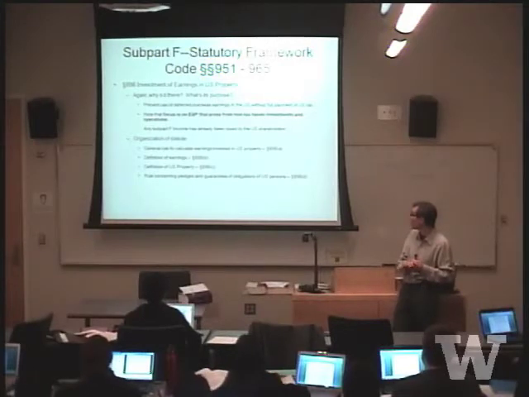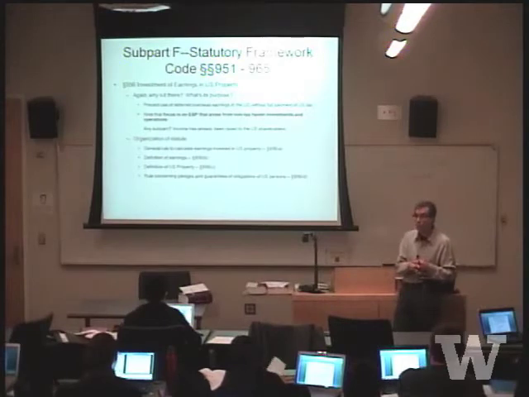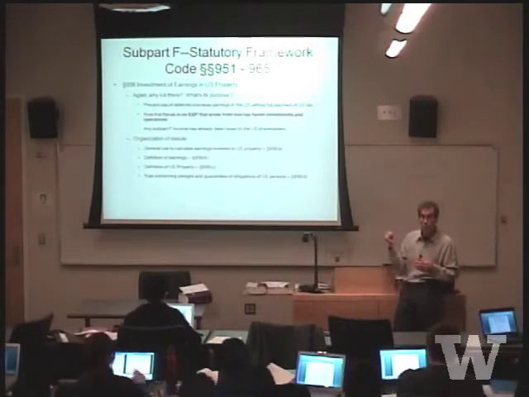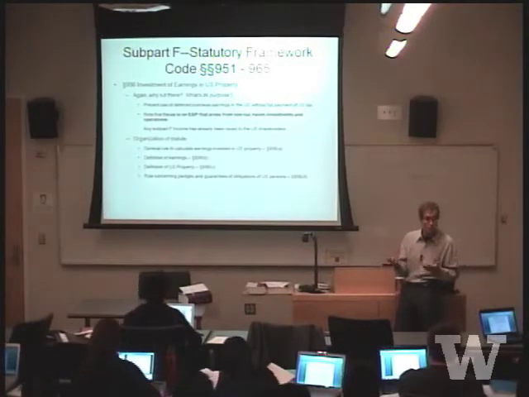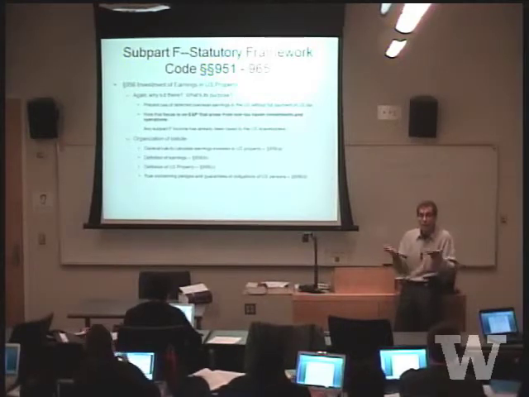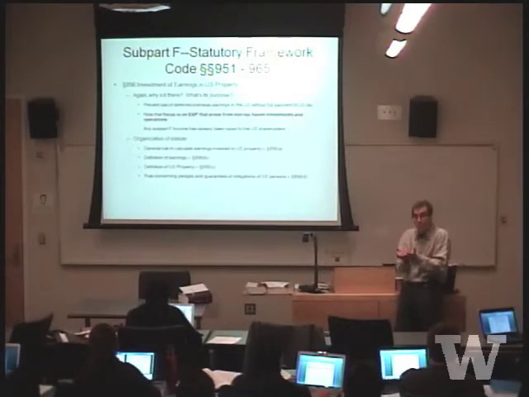And then lastly, we'll see there's a rule regarding pledges and guarantees of obligations of U.S. persons. That's the one I was referring to earlier when I said that a company could relatively easily trigger a Subpart F inclusion in income or a 951 inclusion in income when it wants to.